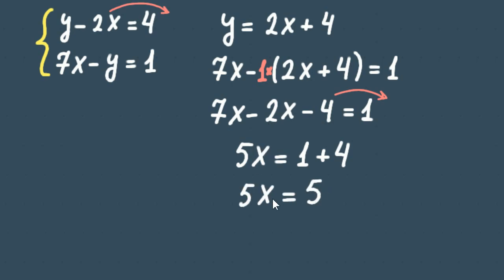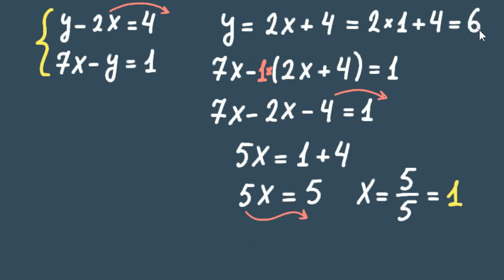I transfer 5 to the denominator of the right side. And I get the value for x. I substitute this value in the expression for y. I get the value for y. So here's my solution.